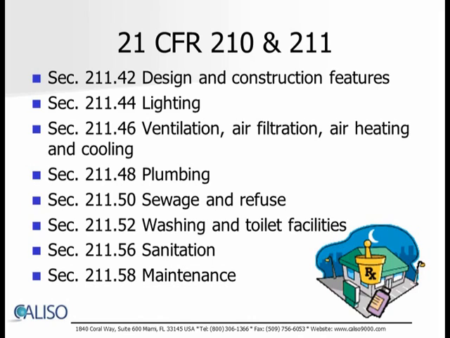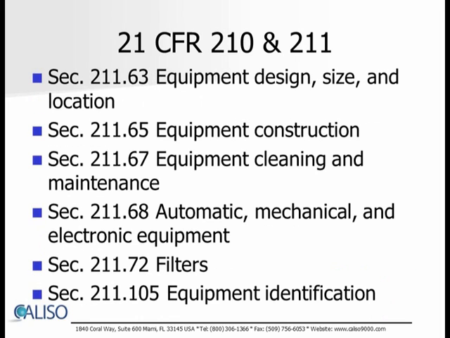The sections listed here discuss the facility requirements to safely manufacture drug products. Requirements such as facility design, adequate lighting and ventilation, appropriate plumbing and toilet facilities, as well as cleanliness and maintenance of the facility. These sections discuss the requirements of equipment design and maintenance, as well as proper identification of the equipment to indicate their contents and phase of processing.